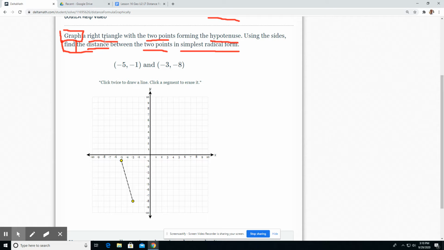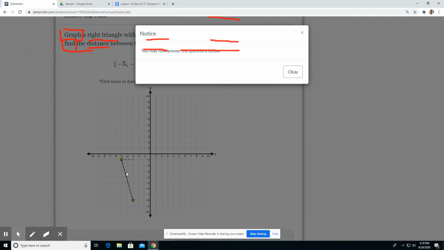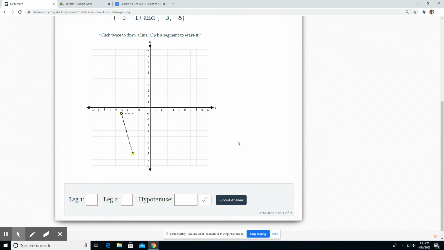Using the graph a right triangle with 2 points forming the hypotenuse, using the sides, find the distance between the 2 points. So it looks like maybe, what is it? They want a... I may answer the question below now. All right.